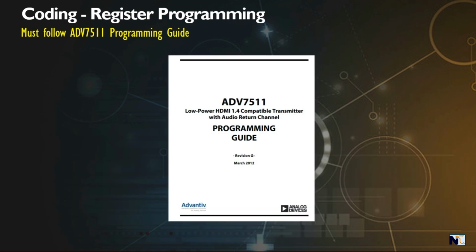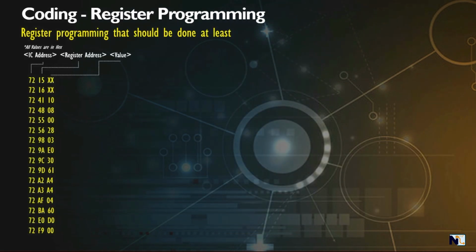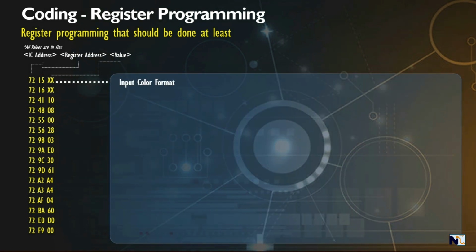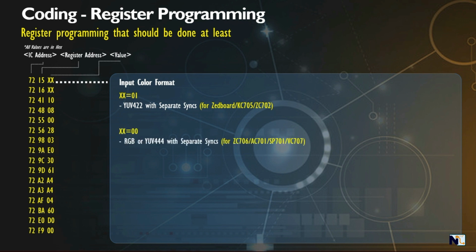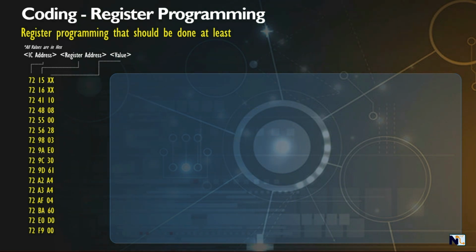This shows the quick information on register programming that should be done at least. It is important that the first two registers are programmed according to the ADV7511 input data configuration. Okay, here we program 0x15. So we write here 1. This is for input color format in YUV422 with separate sync. This is for ZedBoard, KC705 and ZC702. In the case of other boards, the register programming value is 0x0. This is for setting the color format RGB or YUV444 with separate syncs.